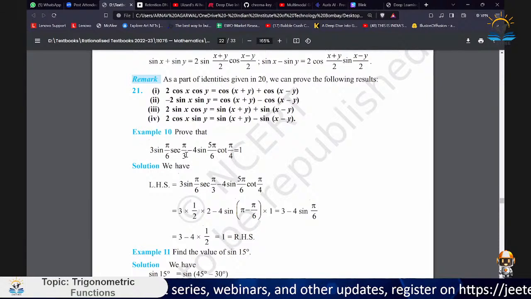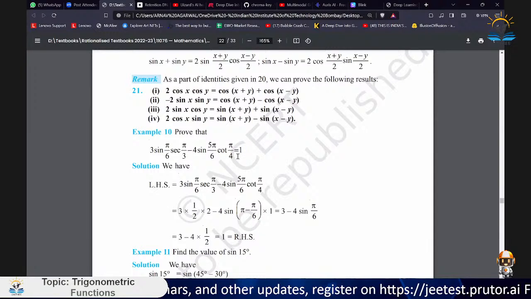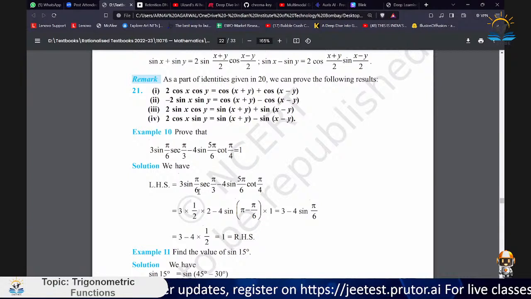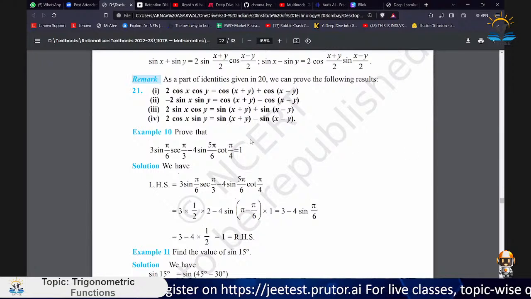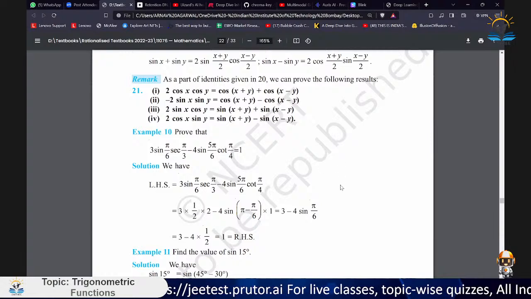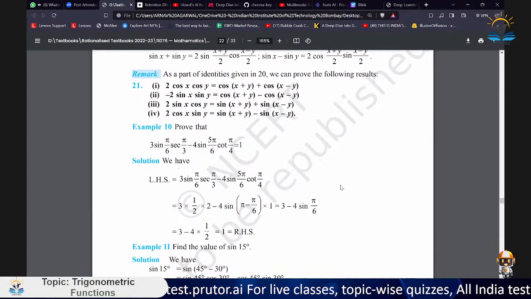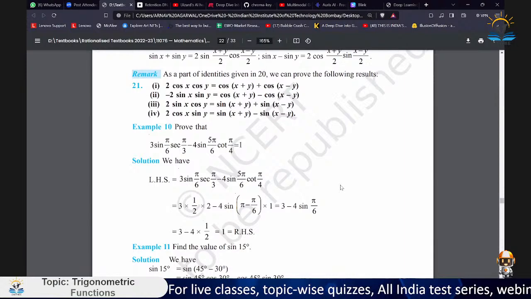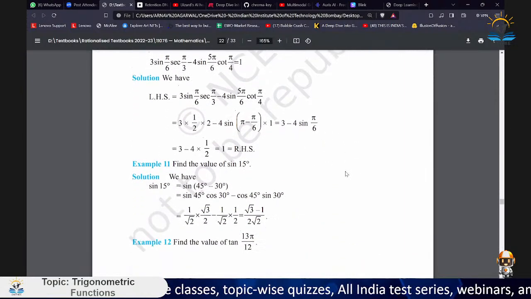3 sin pi by 6 sec pi by 3 minus 4 sin pi by 6 or pi by 4. This is a very straightforward example. We use sin pi by 6 is half, and so we can just, you remember that table, right? Where all the trigonometric functions for basic angles were given. So we can just put in the values here and get the answer, right? That's simple. Okay, so let's move forward.